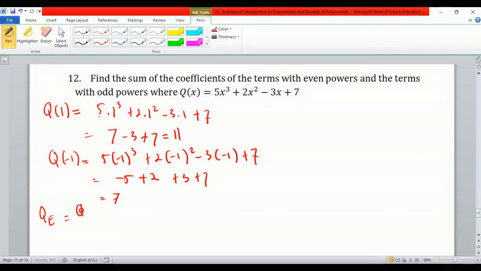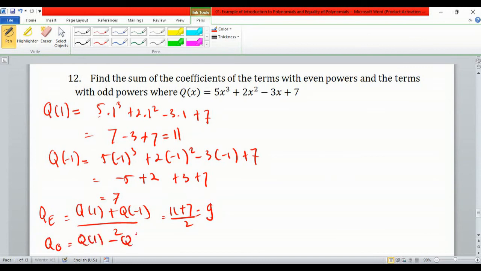So this one is (P(1) plus P(-1)) over 2. So from here we can see, it is 11 plus 7 over 2, 18 over 2 is 9. And then we want to find the odd powers, which is (P(1) minus P(-1)) over 2. It's equal to 11 minus 7 over 2, which is 2, everyone.